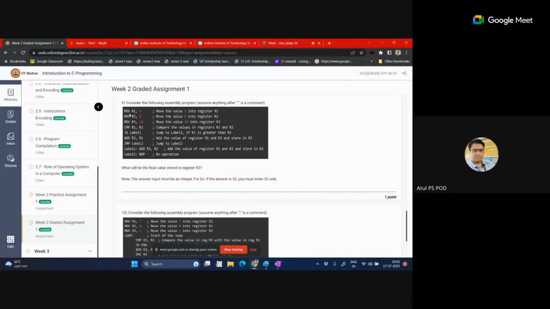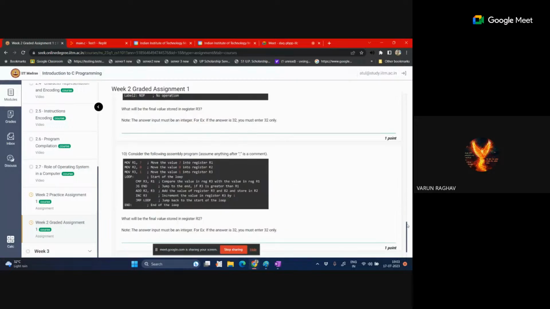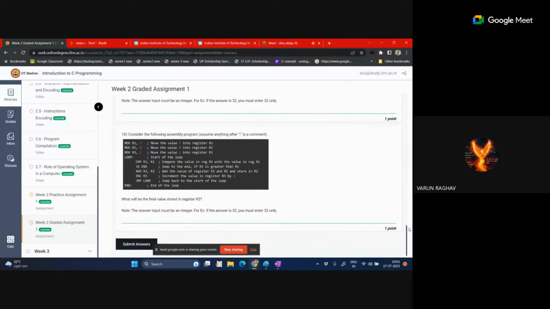This step is comparing the value of R1 and R2. Sir, in one question they are asking us to do a loop, and if it does not work, we should abandon that comment. So you're talking about the 10th question. Yes, sir. Here they are asking us to do a loop. So there is one loop statement here.